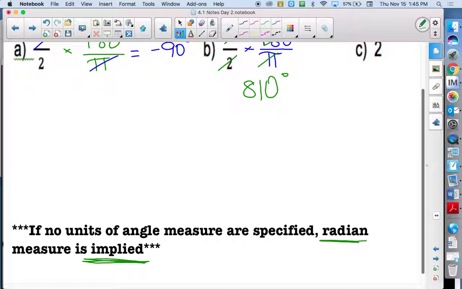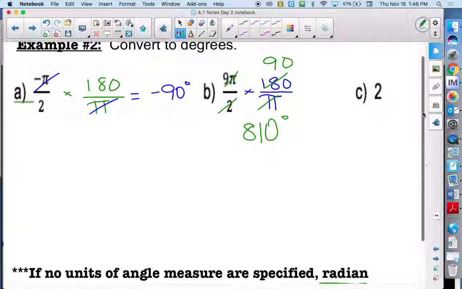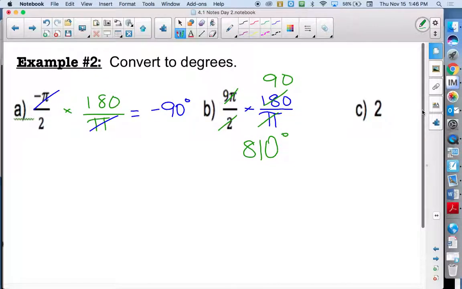But if you don't have anything listed next to it, there's not a degree sign, it doesn't say radians, the radian is implied to be in the answer. So this is 2 radians, even though it doesn't have a pi next to it. The pi was already placed in there. So some number times 3.14 was calculated together to give us the value of 2 radians.